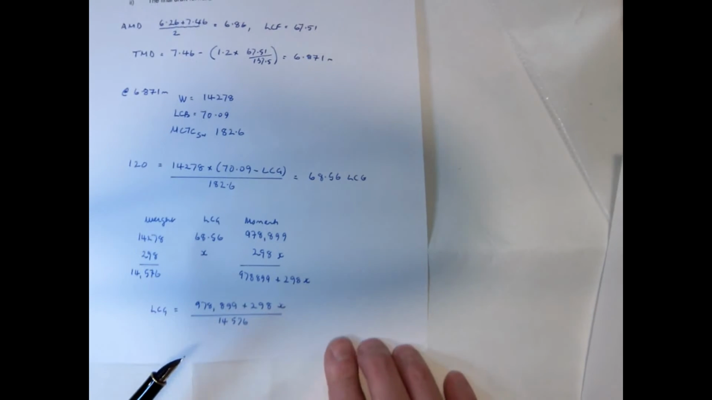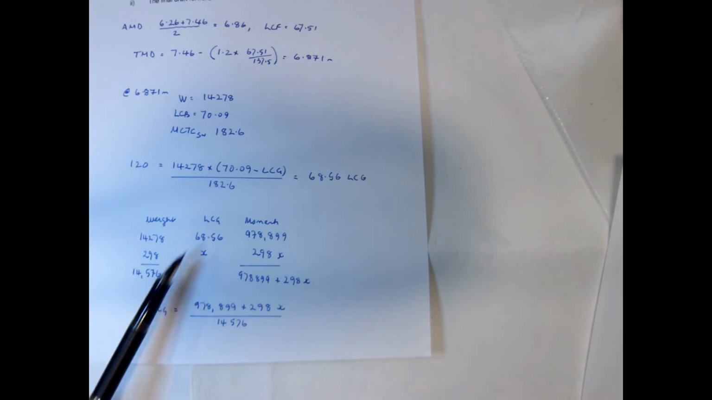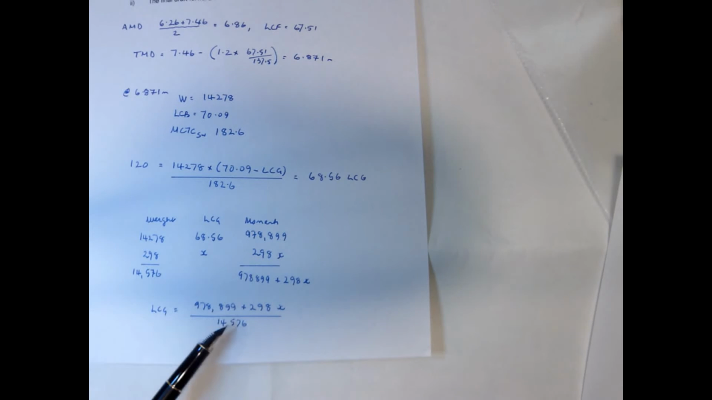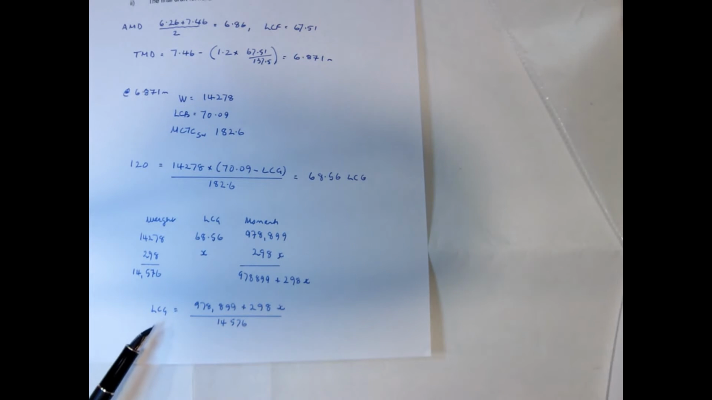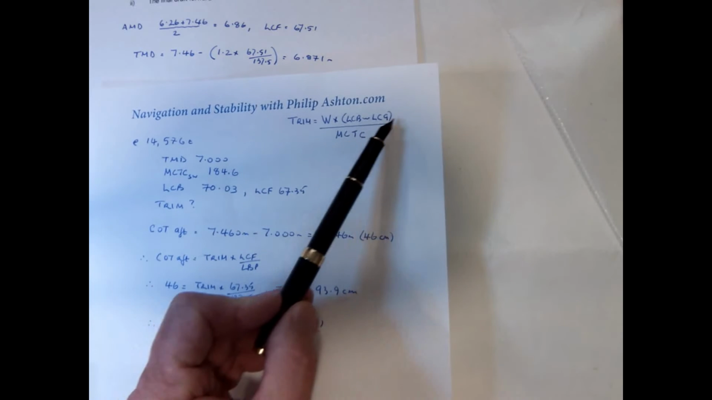Then when we draw up the table, the unknown is X. But then when we say, okay, well, the final LCG is total moments over total weight, our other unknown is the LCG. So we need to find the LCG. And once we've found that, we can then put it here and solve X. Okay, so LCG, let's write down the formula that contains LCG.